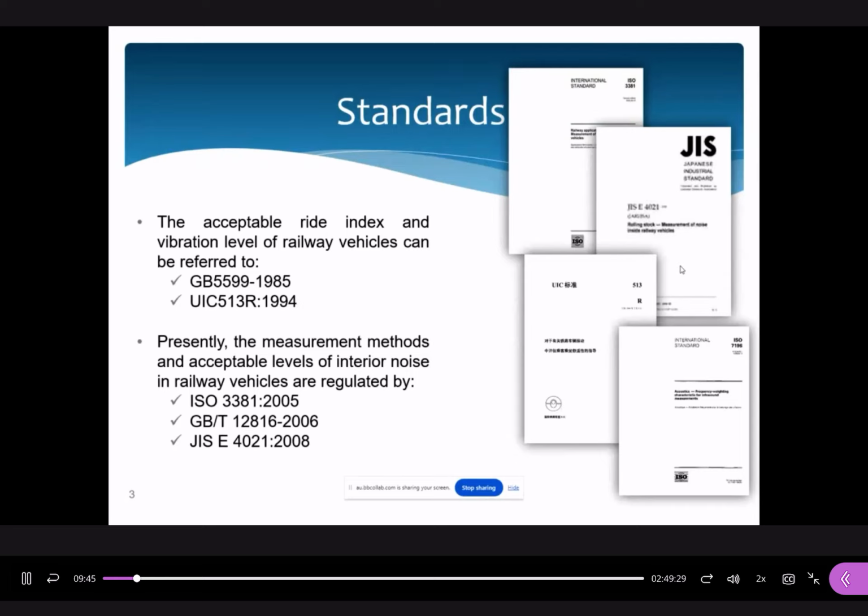And when we assess the interior noise inside railway vehicles, we may refer to the ISO standard, GB standard, and JIS standard. When you compare different standards, actually they are more or less the same. The requirements are more or less the same. We could not go through details about each one. I just want to share with you more detailed information for the railway noise control assessments in the second part of this lecture.